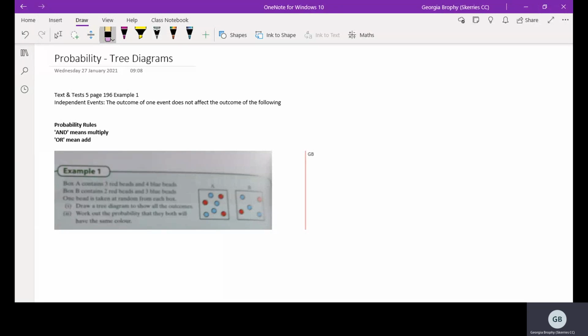Hi class, we're on probability today and we're starting with tree diagrams. In your book, page 196. We're looking at example 1.